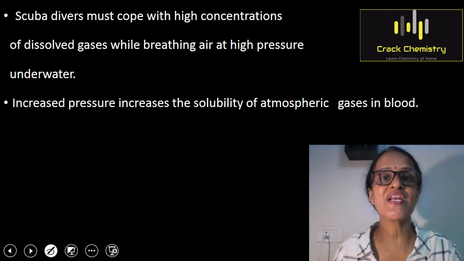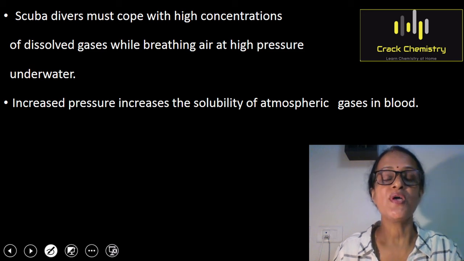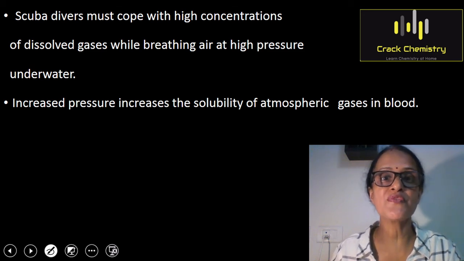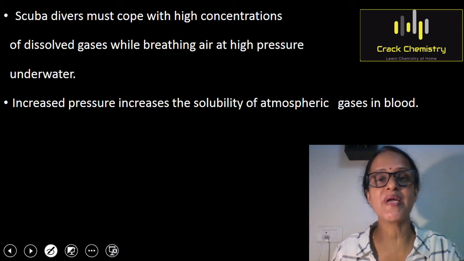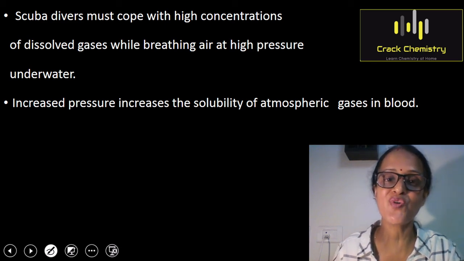Now what will happen when they come outside? When they come to the surface, the solubility of gases will decrease because now they are exposed to a lower pressure. So these dissolved gases will come out of their tissues and out of their blood. As a result, the nitrogen gas which was present in their tissues will block their capillaries. And it will result in a medical condition called bends. It is a very harmful condition. It may be lethal also, and it's a very painful condition.